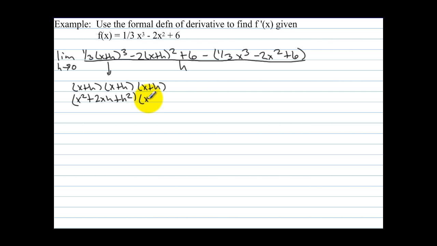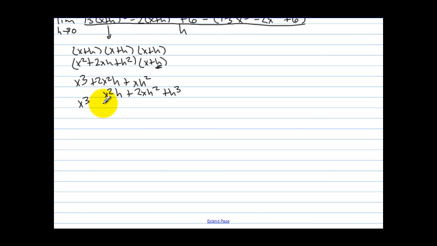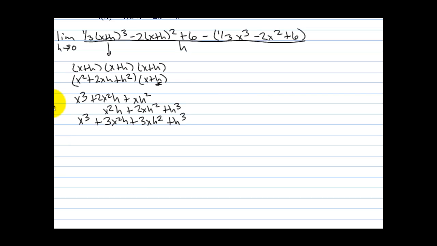And then we need to multiply that times x plus h. So we're going to distribute the x through the trinomial. We'll get x to the third plus 2x squared h plus xh squared. Then we'll distribute the h, this h right here, through this trinomial. So we'll have x squared h plus 2xh squared, and then plus h to the third. So finally, this is going to be x to the third plus 3x squared h plus 3xh squared plus h to the third. There's that binomial cubed.